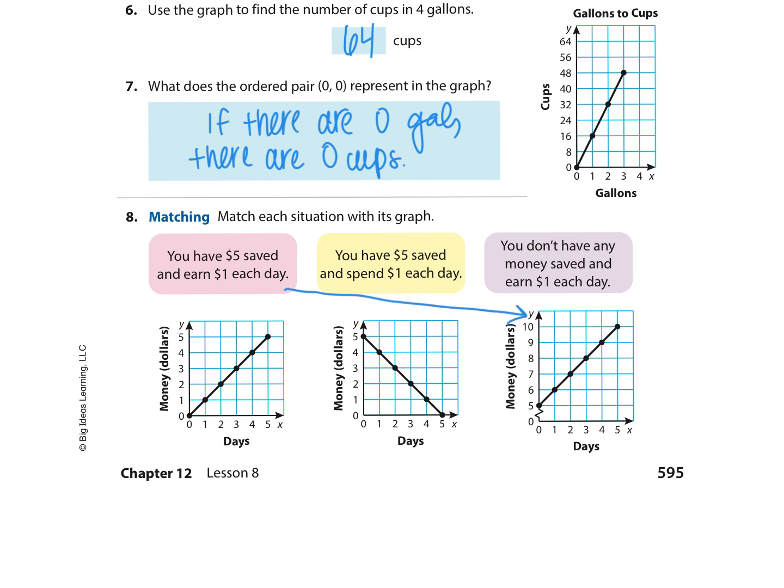The yellow box says, I have $5 saved. I spend $1 each day. So here I'm at $5 and I'm spending $1. As I go over my days, I lose $1. Go over a day, I lose $1. And then that means that this last one has to match this graph. And here's why. It says that I don't have any money saved, so I'm at 0, 0, but I earn $1 each day. So for every day I earn $1, another day I earn $1.